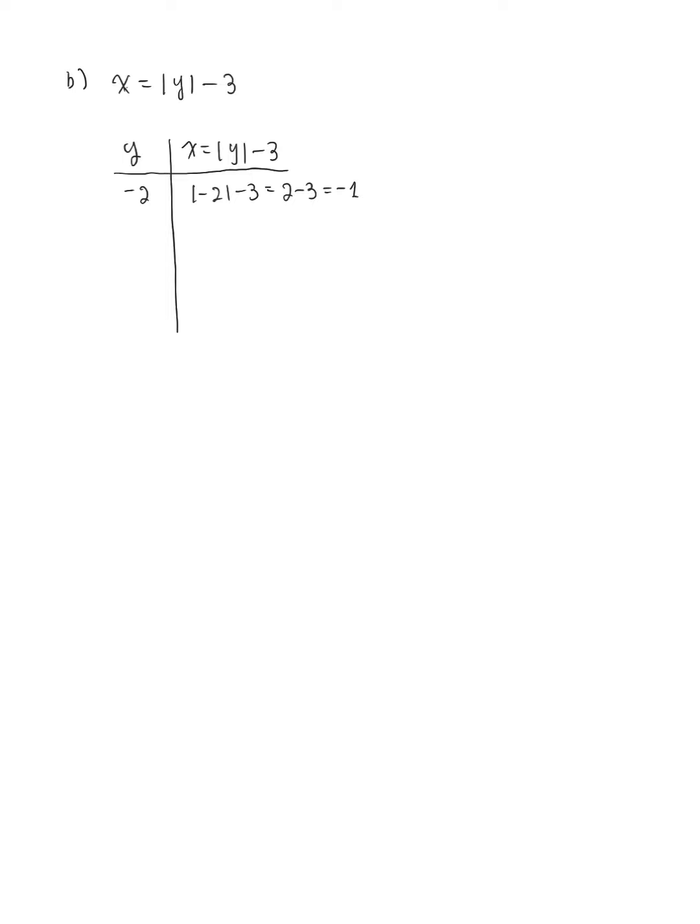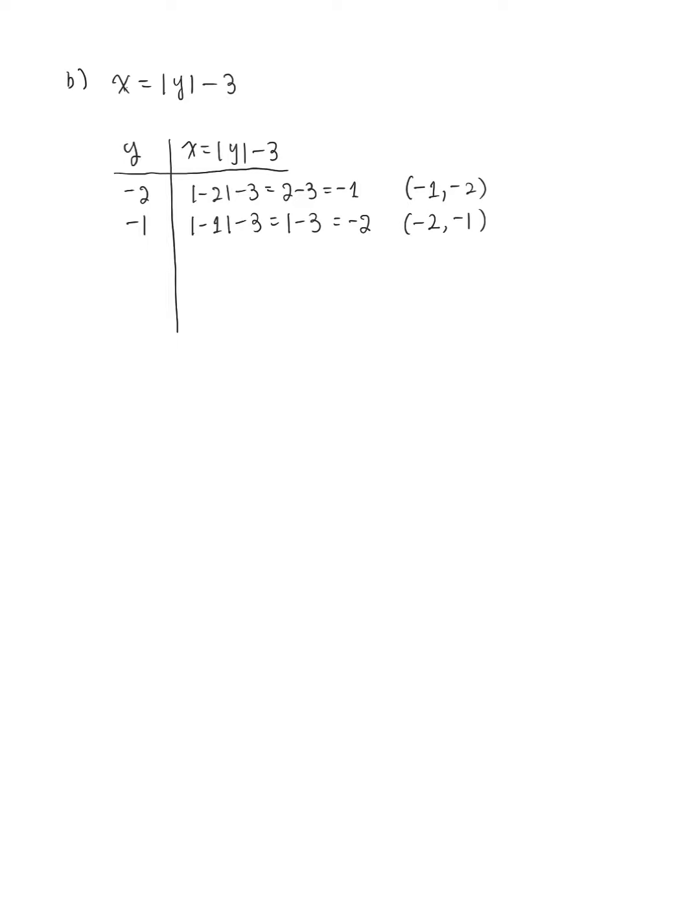So remember, that's the x value. Okay, so then here, we're going to get -1 as an x value and -2 as the y value. All right, and let's take when y equals -1, our x is going to be absolute value of -1 minus 3, which is 1 minus 3, which gives us -2. Again, -2 is the x value. So you're going to have -2 comma -1.